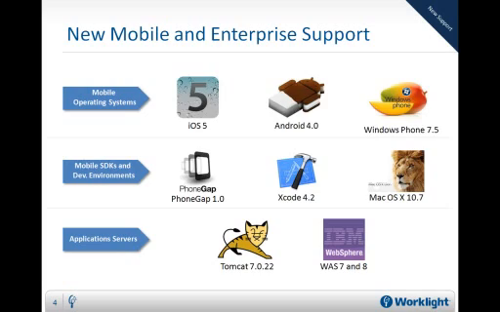Well, in an ever-changing mobile landscape, Worklight is committed to enabling you to develop and distribute your apps across the latest mobile operating systems and devices that are currently available. You know that just recently we also saw announcements of major new releases from Apple, Google, and Microsoft, including iOS 5, Android 4 Ice Cream Sandwich, and Windows Phone 7.5 Mango. Worklight 4.2 supports all of these new mobile operating system versions.